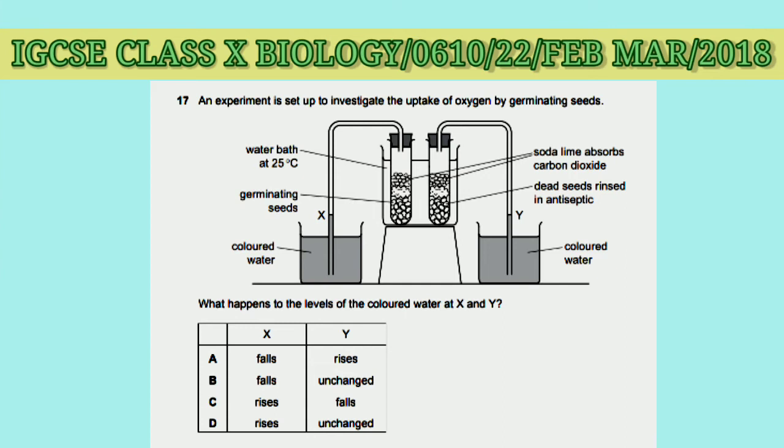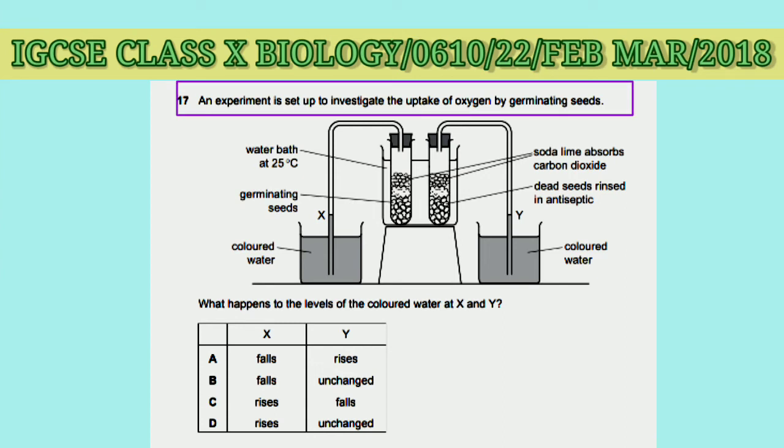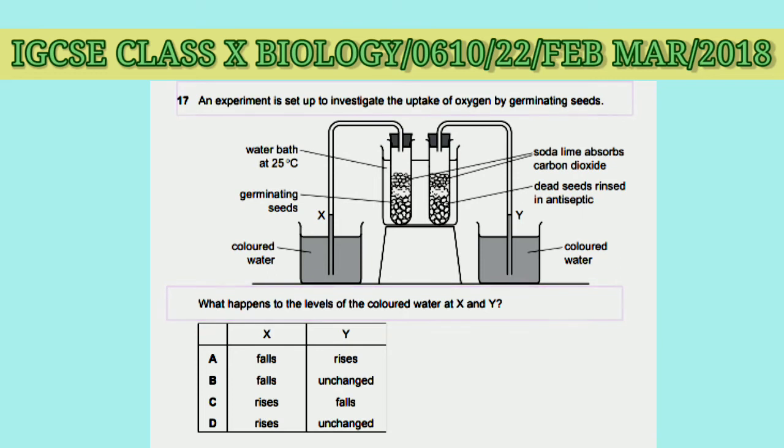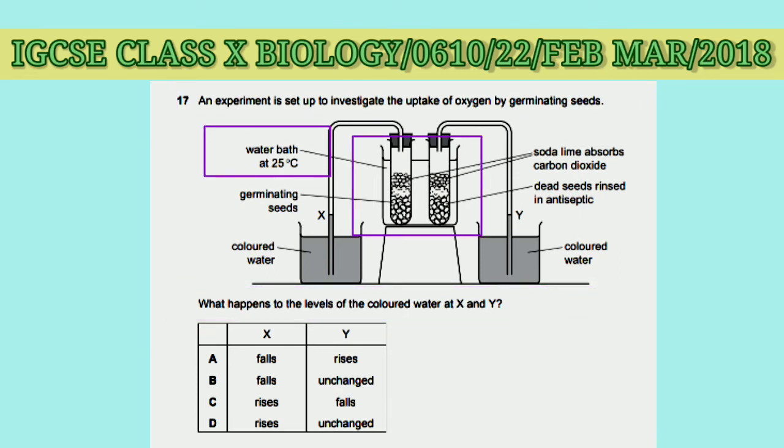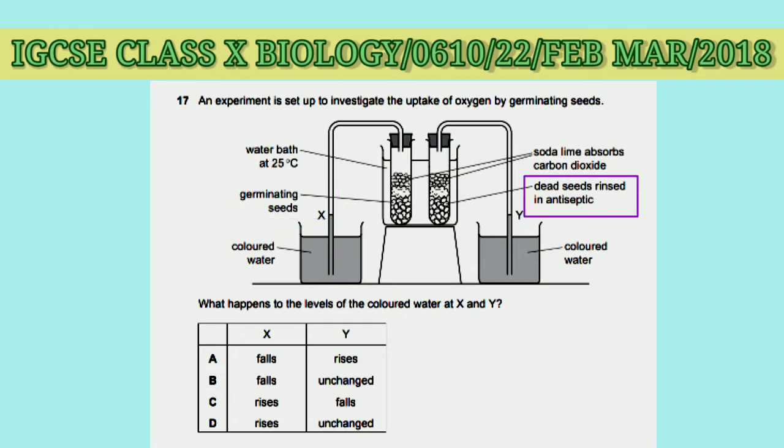17th question. An experiment is set up to investigate the uptake of oxygen by germinating seeds. What happens to the level of colored water at X and Y? Let's see what we are given. We are given a water bath at 25 degrees Celsius. It has two tubes placed inside it. This tube on the left side has germinating seeds and one on the right hand side has dead seeds rinsed in antiseptic, which will serve as a control. So no respiration will take place here.